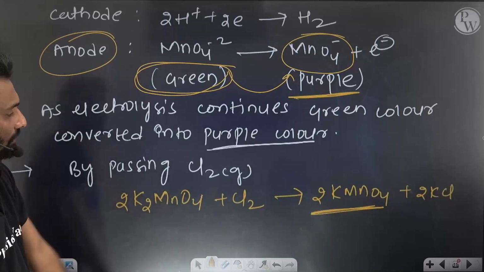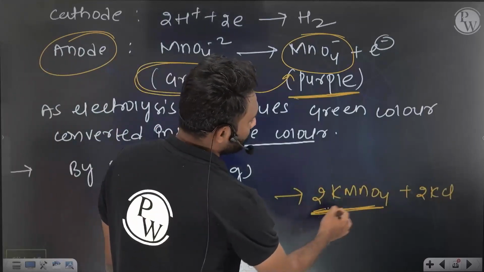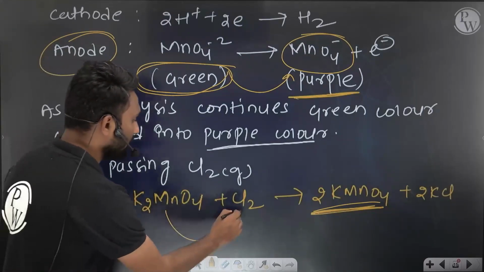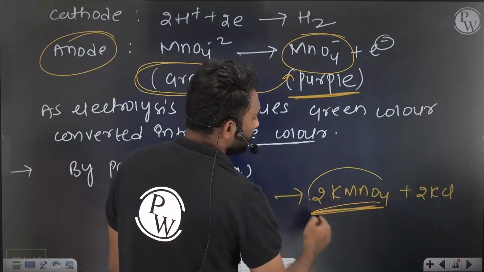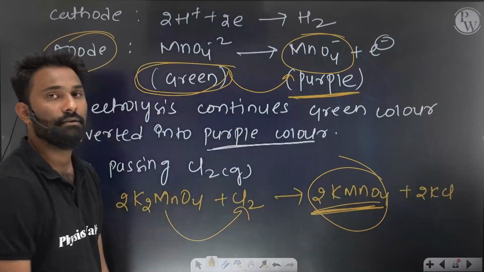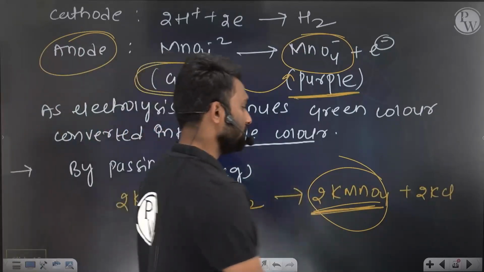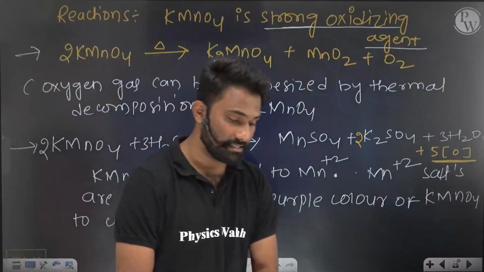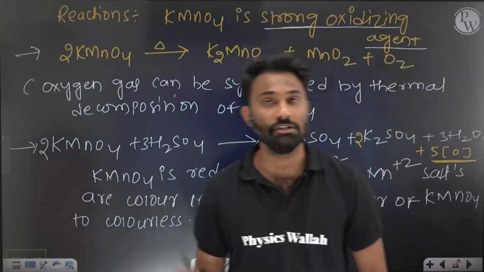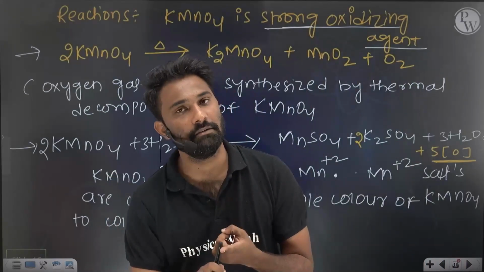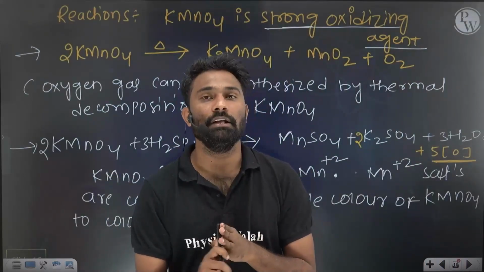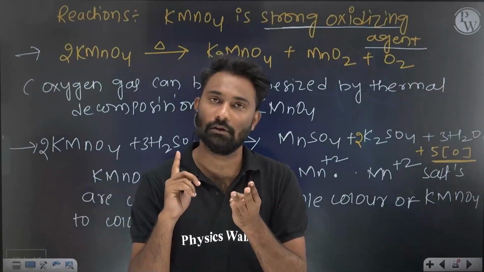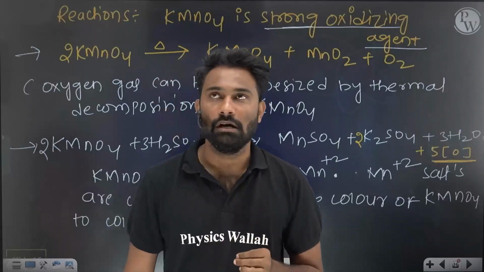Next, the other method to prepare potassium permanganate: if potassium manganate is reacted with chlorine gas, we get potassium permanganate. Now this potassium permanganate is a strong oxidizing agent. It reacts in acidic medium, basic medium as well as neutral medium.